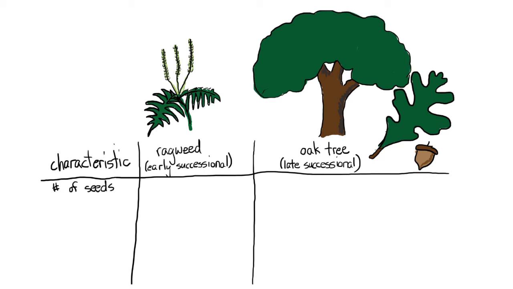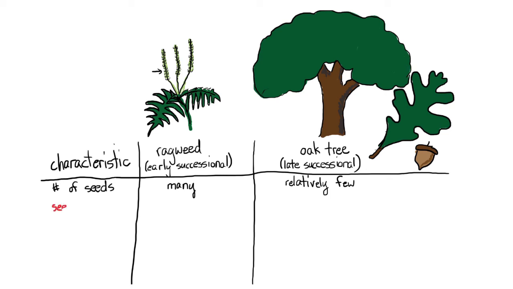So ragweed, they have tons and tons of seeds, whereas later on, there's not much space left. And so the oak trees, they don't produce a lot of seeds. They're relatively few. One oak tree, even though it's huge, it probably produces the same amount of seeds, acorns, as just a couple of ragweed plants.